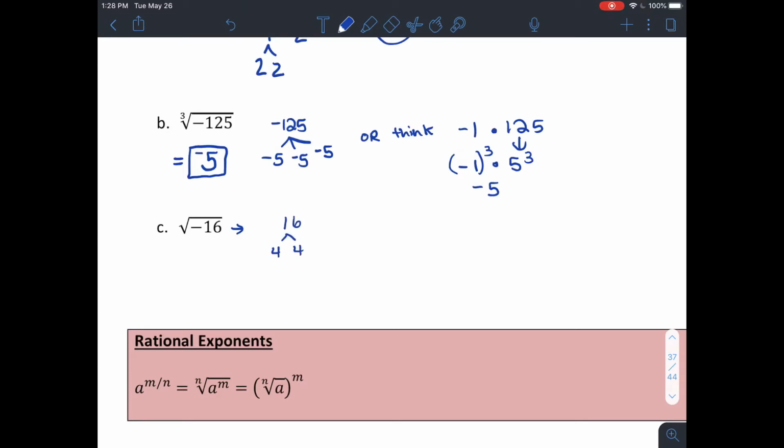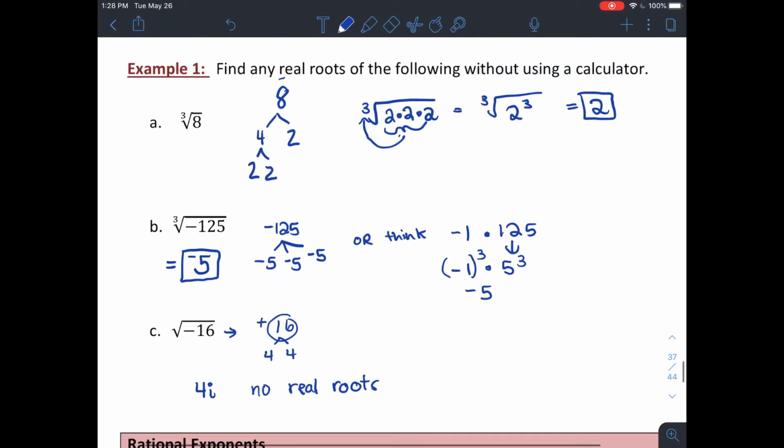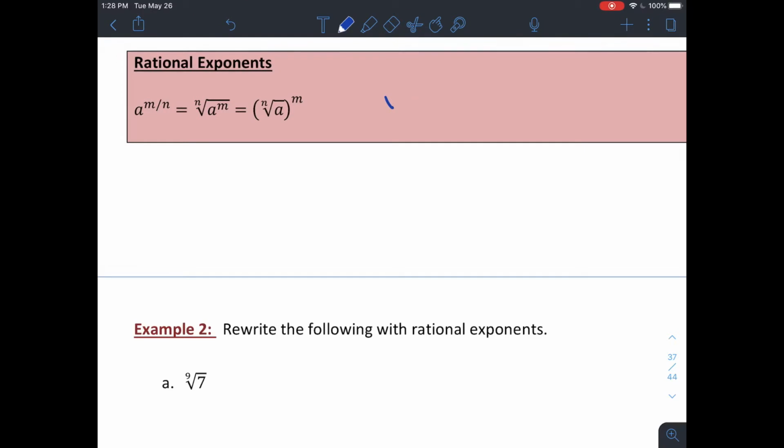If I'm thinking about the square root of negative 16 though, 16 breaks down into 4 times 4. There's no real number times itself that'll get you a negative. So if you remember from Algebra 2, this is going to be 4i. But the directions ask us to find any real roots. So that just means we don't have any real number roots. This is the review section of your Precalc Algebra book, and they're acting like you don't know about imaginary numbers yet.